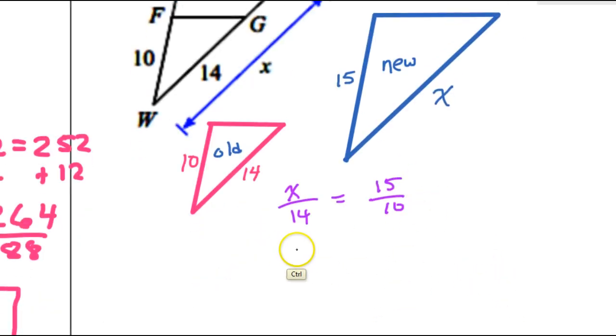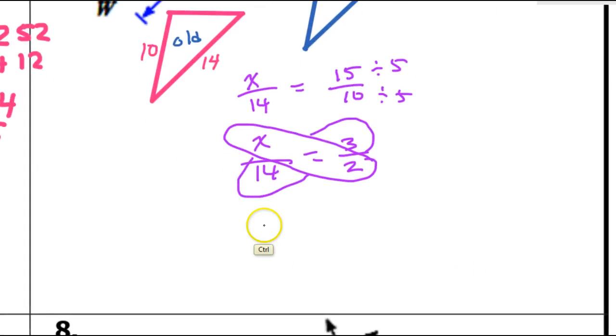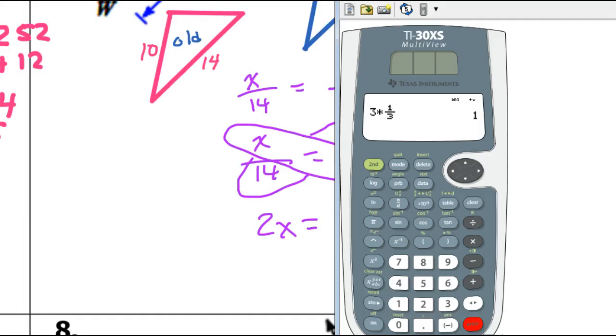I like to reduce my numbers, so this is going to be x over 14. Both of these are divisible by 5, which gives me 3 over 2. And then I'm going to cross multiply. So that's going to give me 2x is equal to whatever 3 times 14 is.